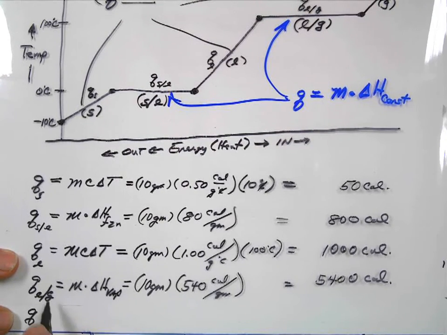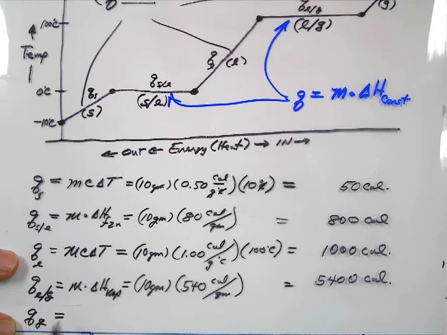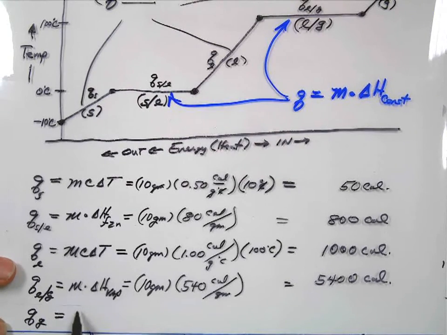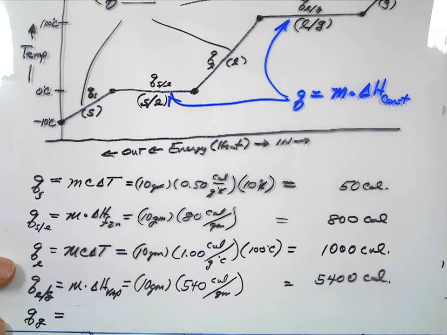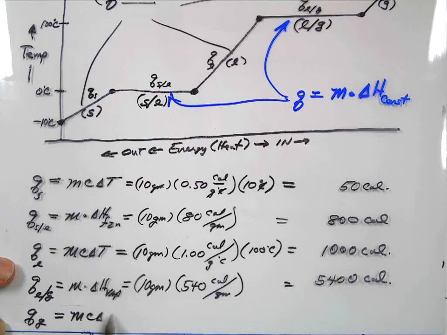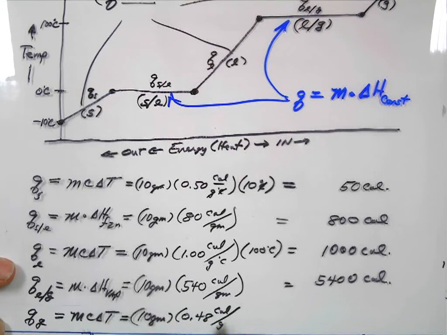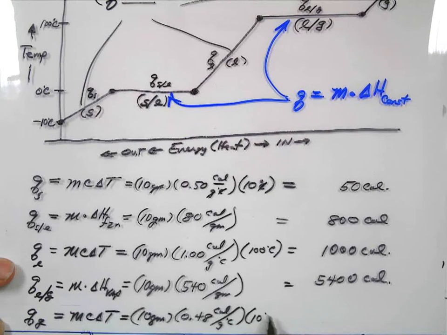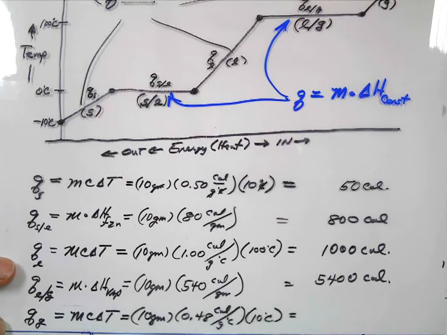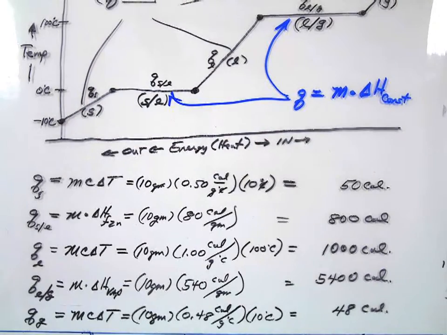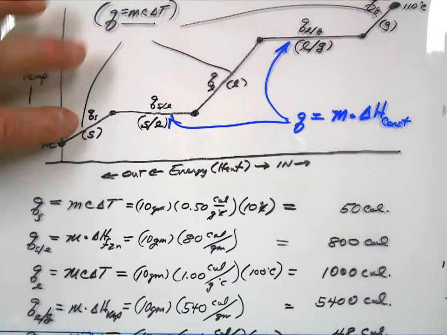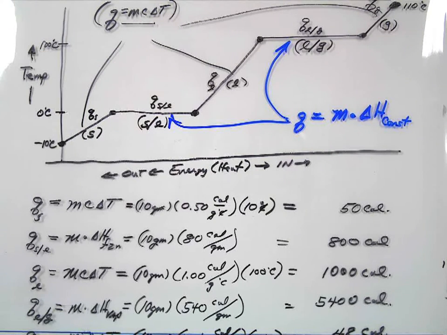And then finally, the steam or the gas phase is a temperature change region up here. And so that's an mc delta T for the 10 grams of gas now, 0.48 calories per gram degree C times 10 degrees C. Of course, we could have chosen higher temperatures if you wanted to, but I just kind of keep it simple there. And that's, of course, 48 calories. And so we've taken each one and computed the amount of energy necessary to make the change.